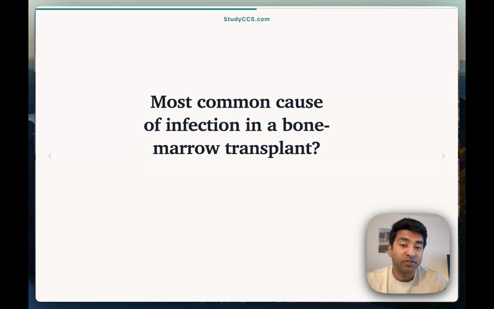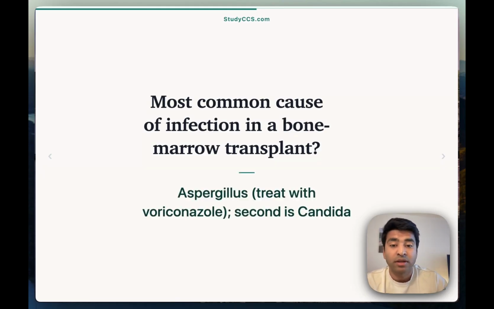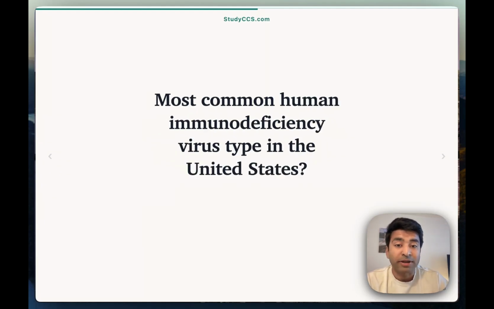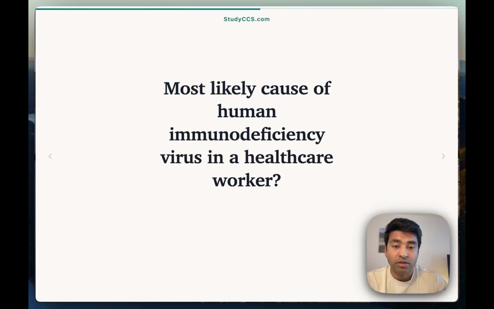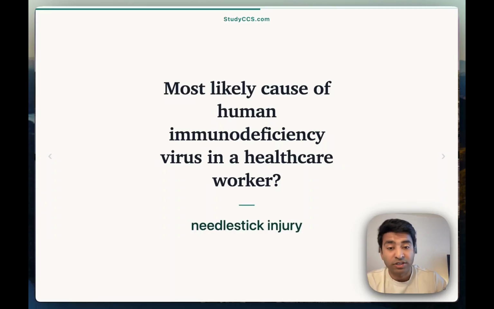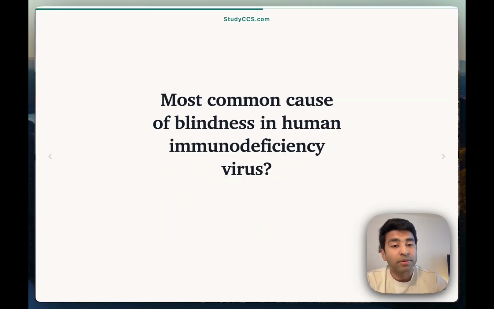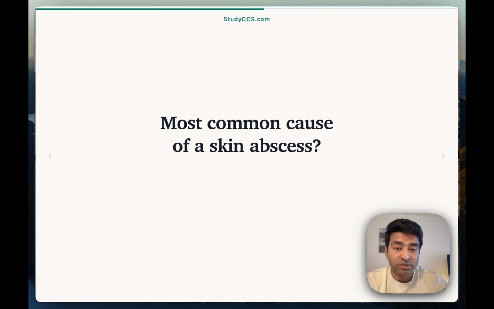Most common cause of infection in a bone marrow transplant, Aspergillus, which you would then treat with voriconazole, and then the second most common is Candida. Most common HIV type in the US is type 1. Most likely mechanism of HIV transmission in the US is men who have sex with men. Most likely cause of HIV in healthcare workers is a needle stick injury. Most common cause of blindness in HIV is CMV retinitis.